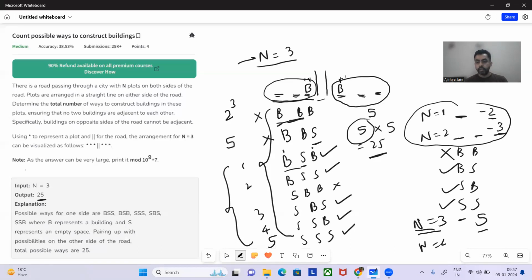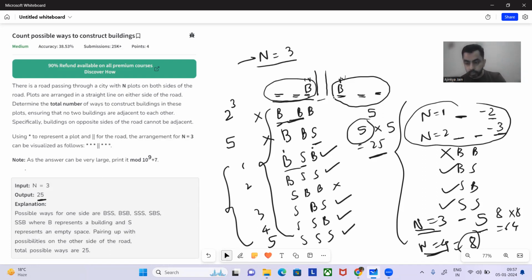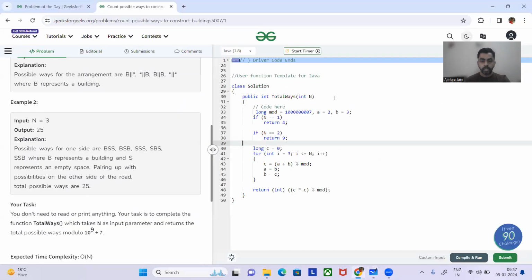Similarly, when n equals 4, it will be 5 plus 3, which is 8 ways on one side. So we are going to use this intuition, this pattern. And finally, if n equals 4 and it is 8 on one side, we are going to return 8 into 8, that is 64 ways. So this is the intuition. Let's see the solution now.